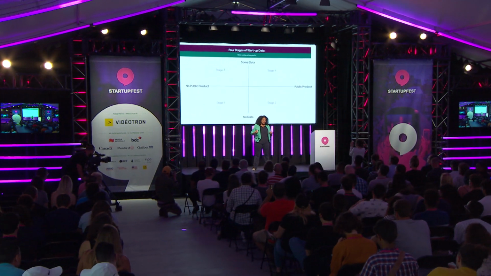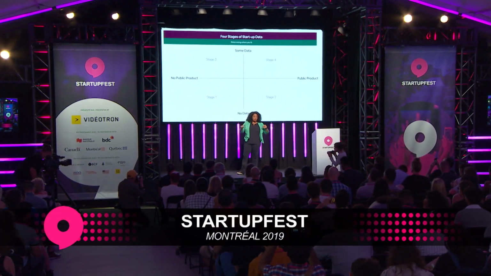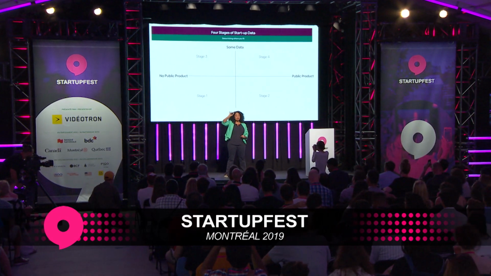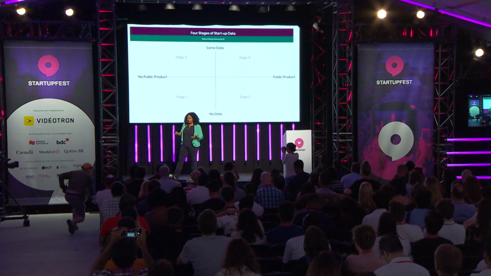So I want to walk you through the 4 stages of startup and how you might use data better at each stage. So those 4 stages that I've laid out, I love my 2x2s. I am a product manager, love those 2x2 axes. So no public product to public product, and no data to some data. And some data, I mean very limited data. You have some basic data available about your actual user using the product. So we're gonna start with stage 1.